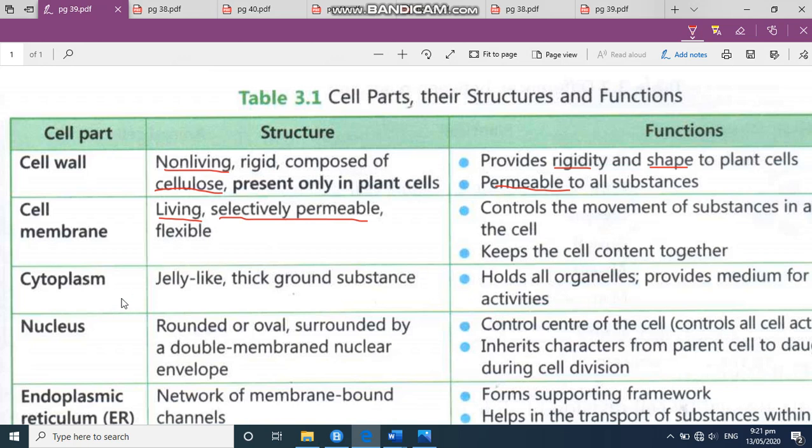Then is cytoplasm. Cytoplasm is a jelly-like thick ground substance. So what is the function? It holds all organelles, right? And it is the medium for activities. All the activities which are going on in the cell take place in the cytoplasm.